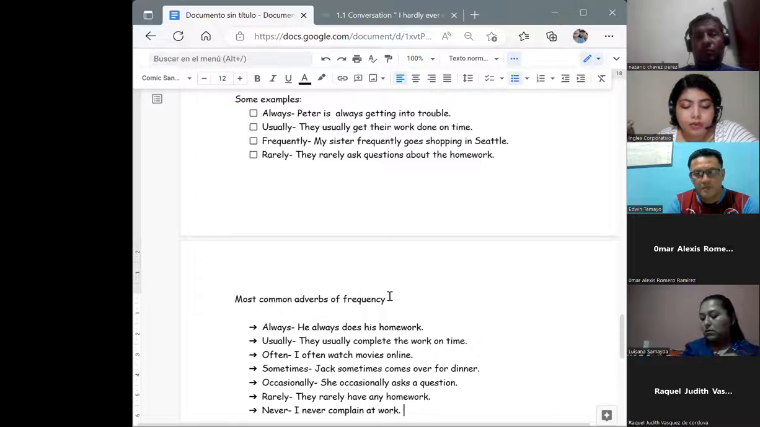And if we have the verb to be, si tenemos el verbo to be, usualmente va a ir después del verbo to be. Así como, por ejemplo, Tom is often late. Tom is casi siempre, o we don't know, different kinds of adverbs.